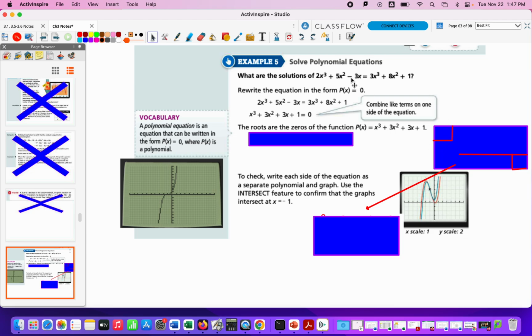What they're showing here is you could graph this one in y1 and this one in y2, and we look for the intersection. I don't really like that because it relies on the calculator too much, and also, where are they crossing? They look like they overlap a lot. So let's try it another way.